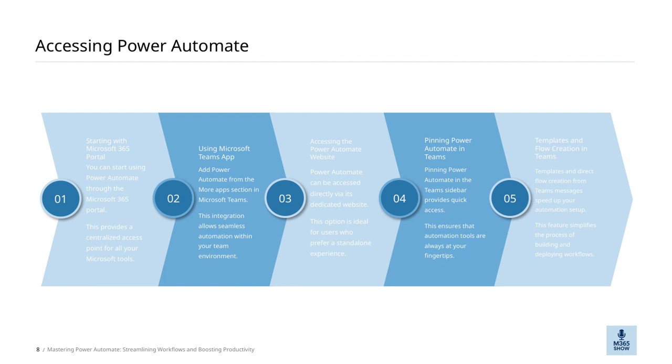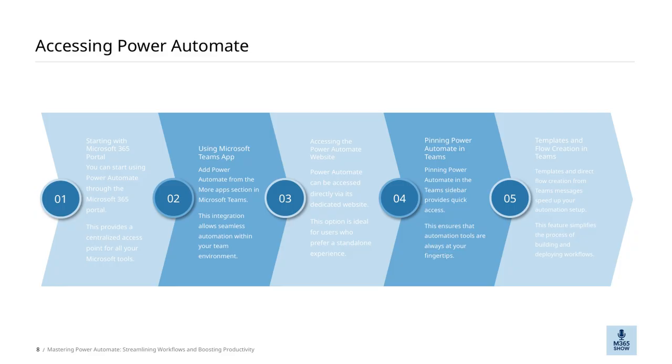You can also access Power Automate directly via its dedicated website. This approach is perfect if you prefer a standalone experience, giving you full control over your workflows outside of other applications. For quick and easy access, pinning Power Automate in the Teams sidebar is a smart move. It ensures that your automation tools are always just a click away, saving you time and effort.